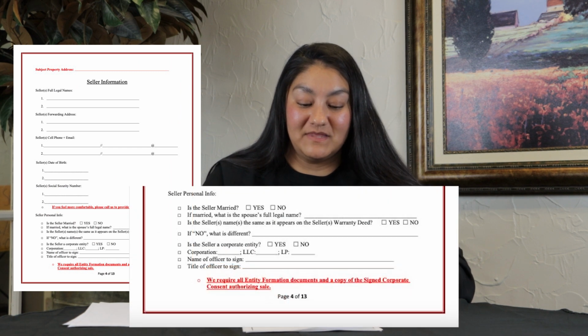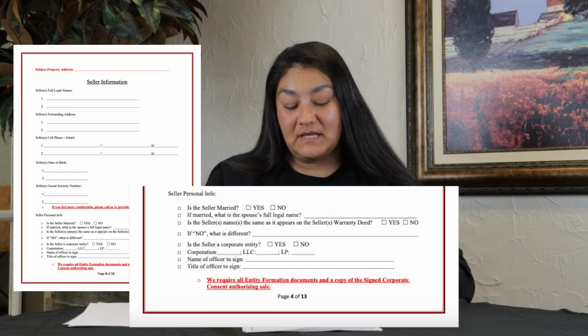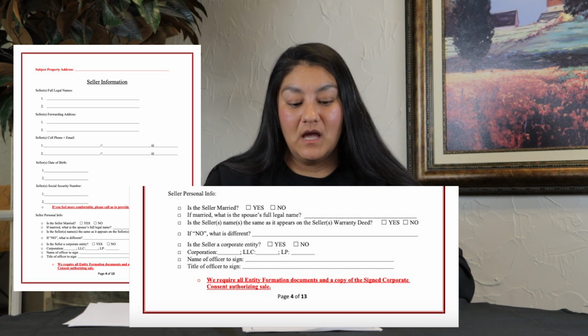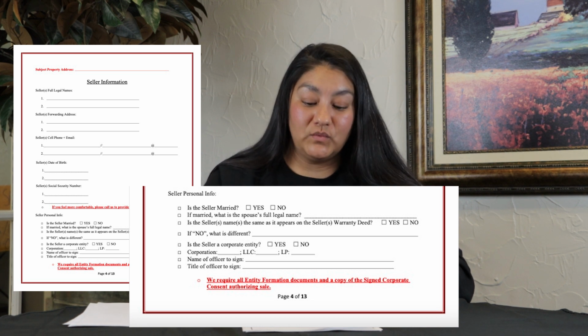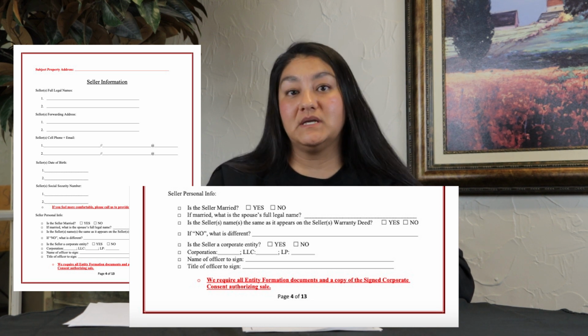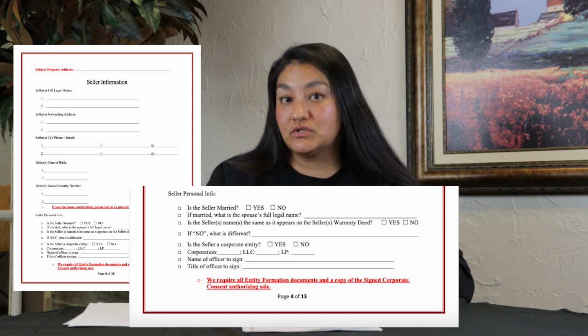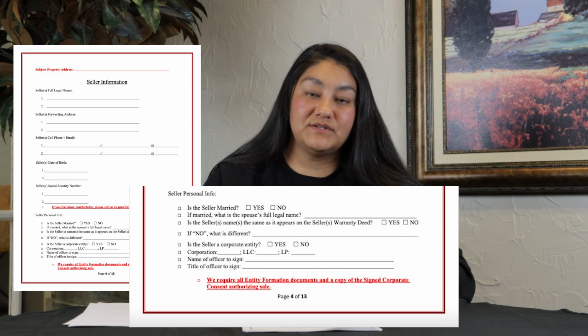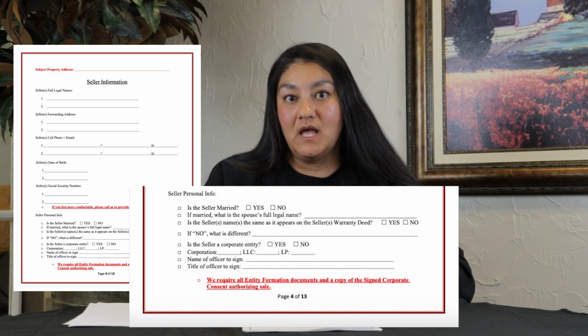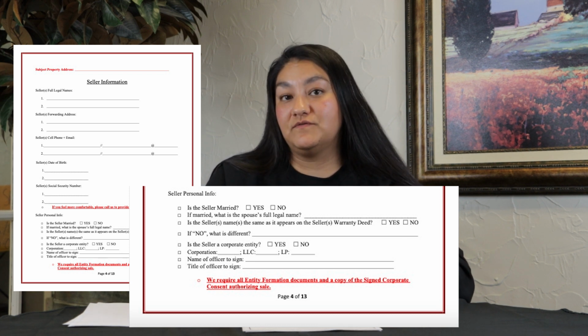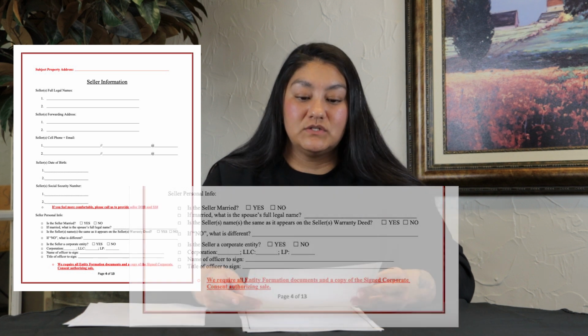On the bottom part of the seller's information form, this information does need to be filled out. A lot of the times we see it blank, but we do need to know if the seller's married. We need to know the spouse's name because there are some documents that they will need to sign at closing. We need to know how the seller is holding title, and if it's in an LLC, a corporation, or a different entity, because we will need additional information if that is the case. So please, when you're filling out the seller's information and the buyer's information, fill it out fully and completely.